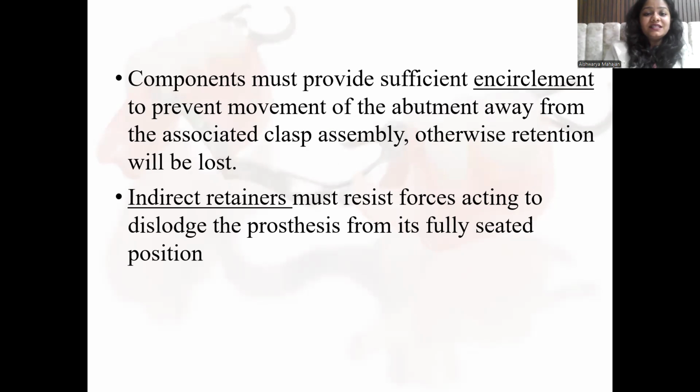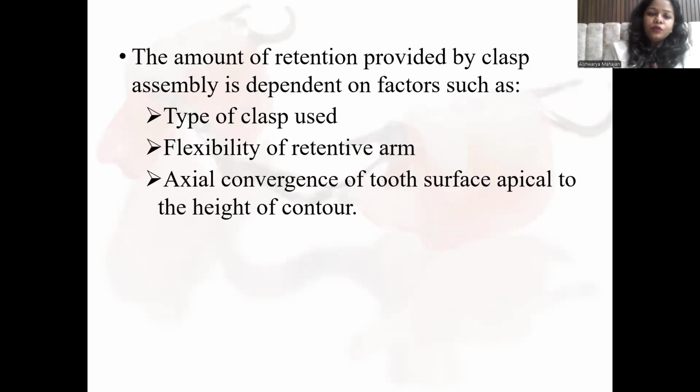The component must provide sufficient encirclement to prevent movement of the abutment away from the associated clasp assembly, otherwise retention will be lost. The indirect retainer must resist force acting to dislodge the prosthesis from its fully seated position. The amount of retention provided by a clasp assembly is dependent on factors such as the type of clasp used, the flexibility of the retentive arm, and axial coverage of the tooth surface apical to the height of contour.